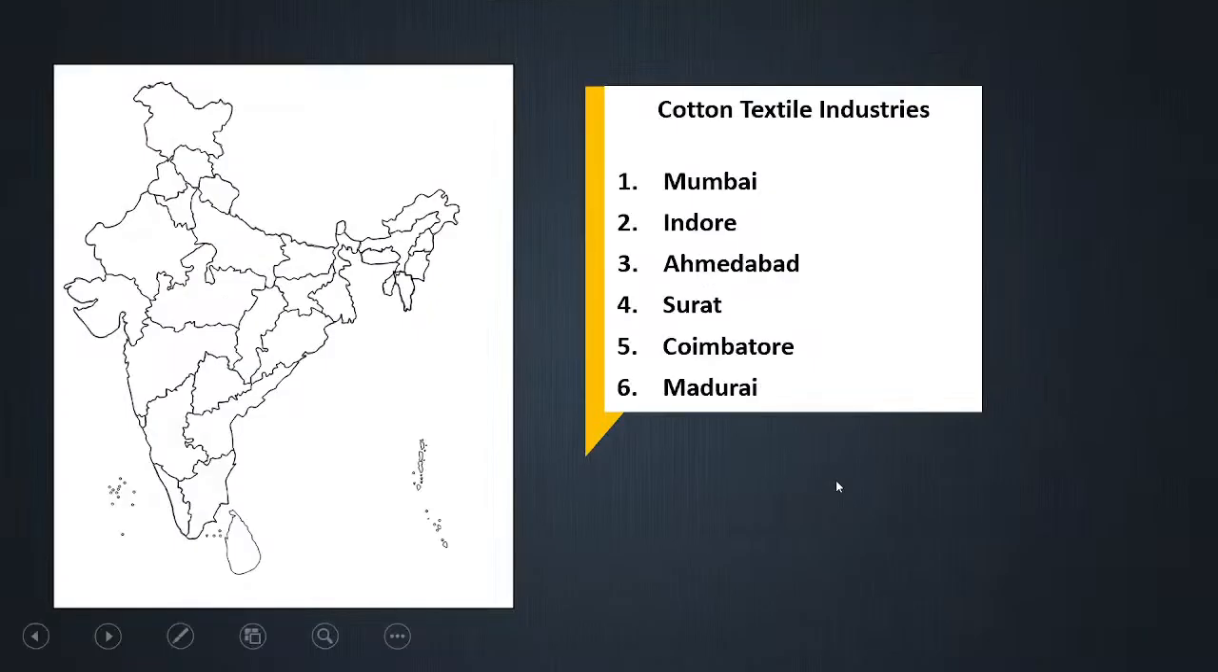Ready? Cotton textile industries. Look at this. We have Mumbai, Indore, Ahmedabad, Surat, Coimbatore, and Madurai. So Mumbai is in Maharashtra, Indore is in Madhya Pradesh, Ahmedabad is in Gujarat, Surat is also in Gujarat, Coimbatore in Tamil Nadu, and Madurai is also in Tamil Nadu. Start locating it. Cotton textiles.